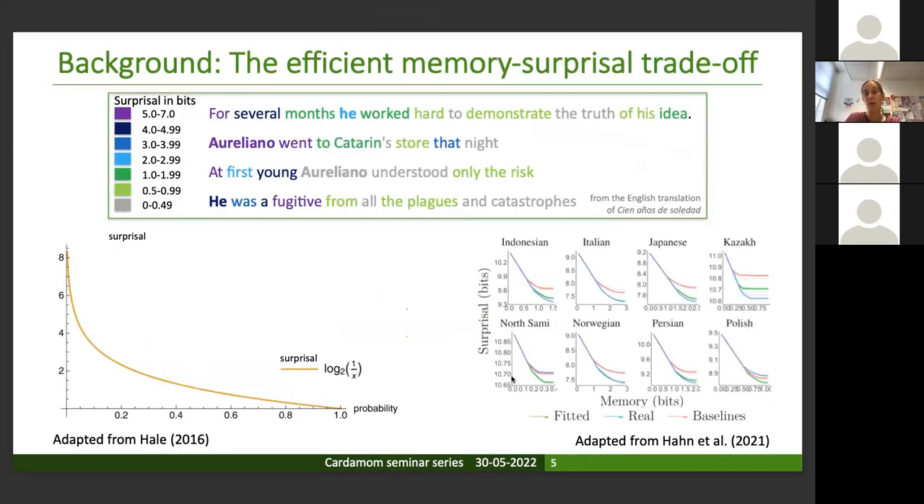Building on what we know about dependency length minimization, Han et al. 2021 present the efficient memory-surprisal trade-off, which states that a reasonably low level of surprisal can only be efficiently achieved if relevant contextual information is stored. But this comes at a cost for memory, which languages carefully have to balance.